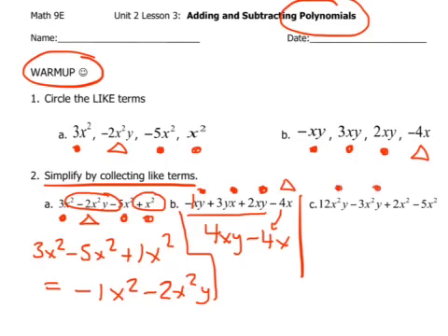On the last one, it would be that one, and that's it. And these two are the same. So these two would turn into 9x squared y. And these would be 2 minus 5, which would be negative 3x squared. Okay, hopefully you got those right. If you didn't, I would go back to the last day's lesson, which would be day 2 for Unit 2, and watch that video again.